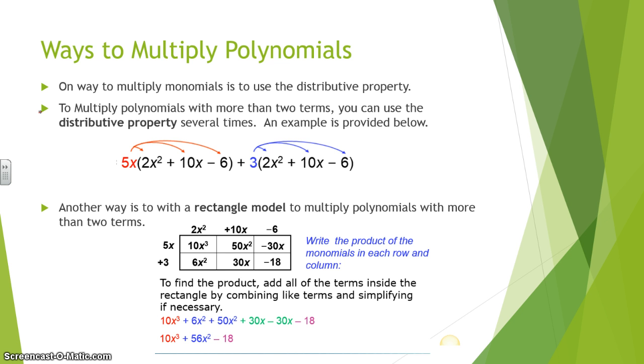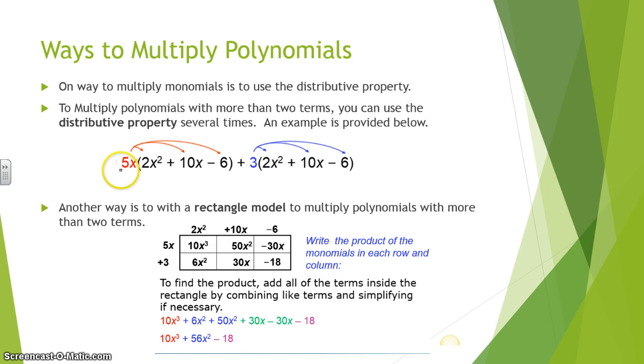So if you look at this, I have 5x and then in the parentheses 2x squared plus 10x minus 6. Notice how they distributed that 5x to each term inside the parentheses for the first set. Then plus the 3, then inside the parentheses 2x squared plus 10x minus 6. And you distribute the 3 to each term inside as well.